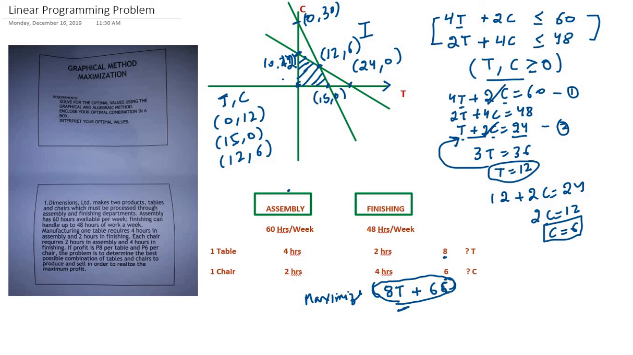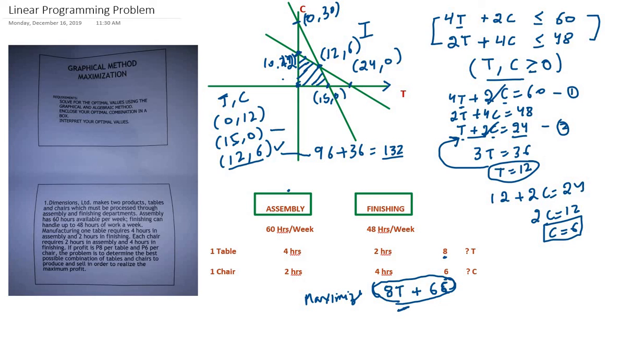So most of the time either this will be the solution or this, like one of these three, right? But let's start with this 12 comma 6. It looks to be most probably the solution, but let's just put those values. So for this, the answer will be 12 into 8, 12 into 8 is 96, plus 6 into 6 is 36, which comes out to be 132, right?